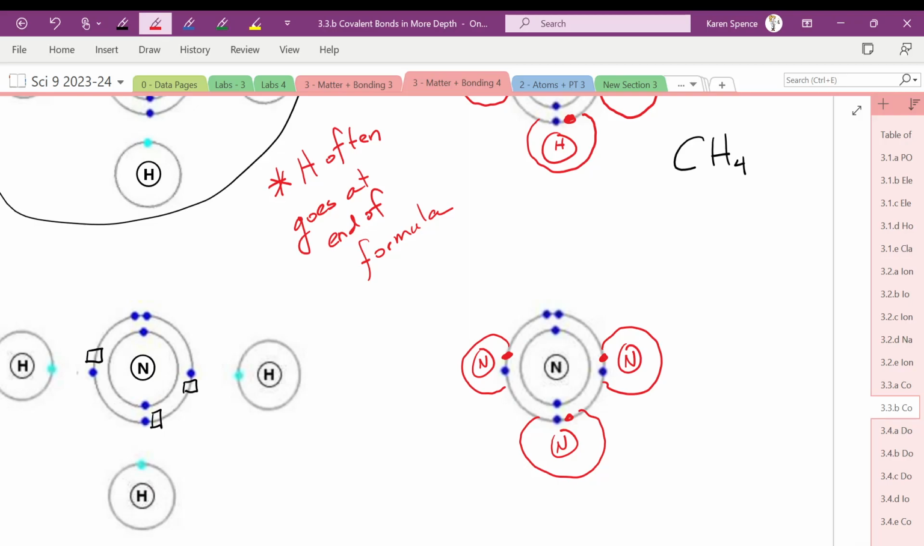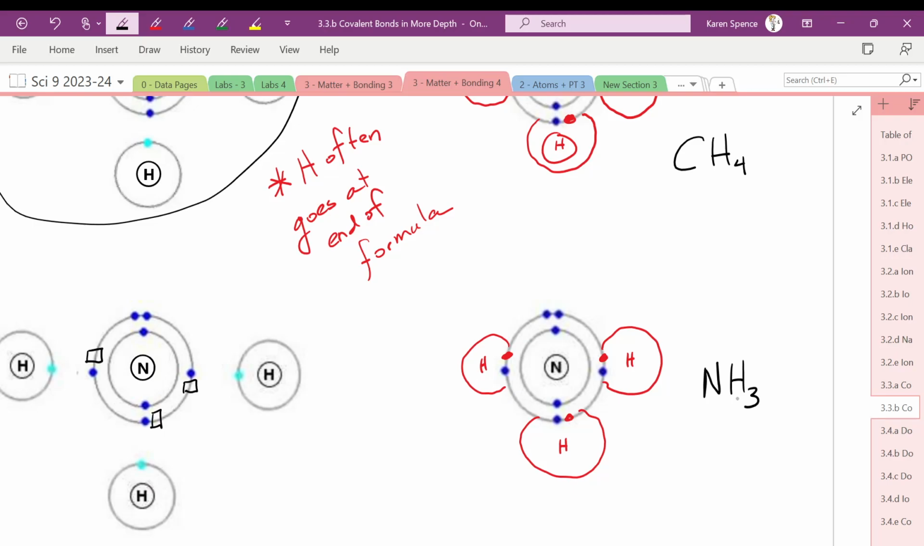Why did I put N's in the middle of those? Those should have been H's. Oopsie. There we go. And our formula for this one, again, the hydrogen goes at the end. It would be NH3.